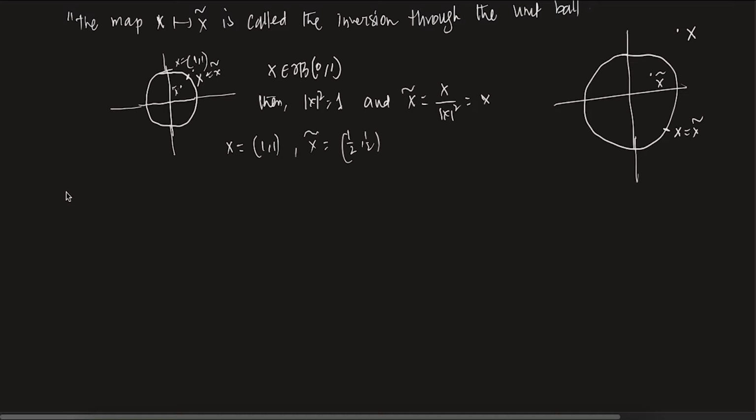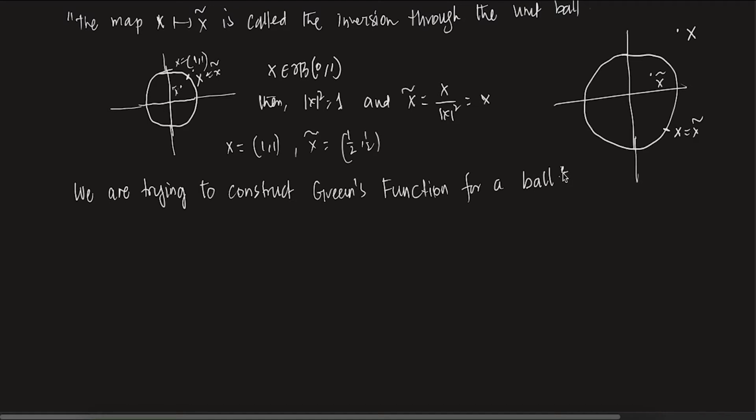We are trying to compute. So basically, let's write down our aim. We are trying to construct Green's function for a ball. Clear? Yes, this is our aim. And to do that, what are we going to do?